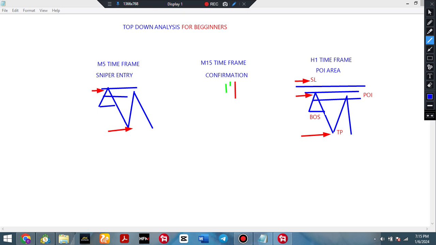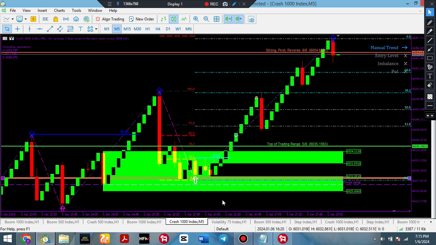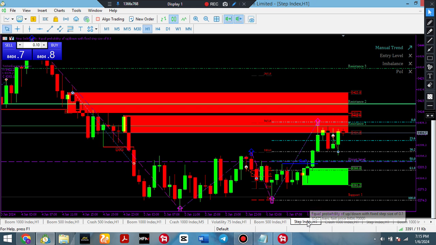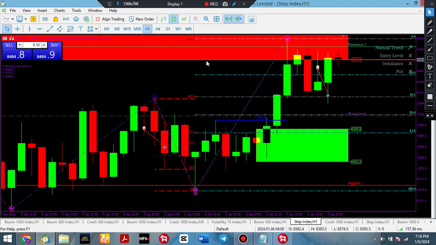So let's go to the chart, so that let me show you something. Now, this is Crash 1000. I think I have something on synthetic indices earlier on. Here on synthetic indices, you can see that this highlighted area here is an area of interest. Let me make it bold a bit. Okay, it's bold. This highlighted area is an area of interest.